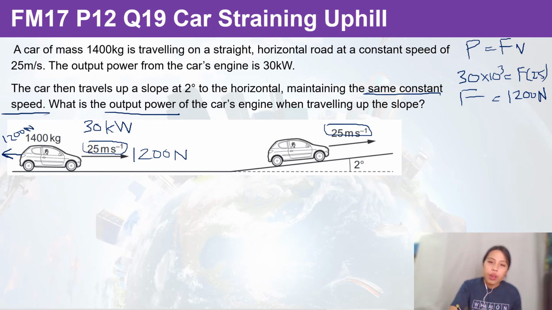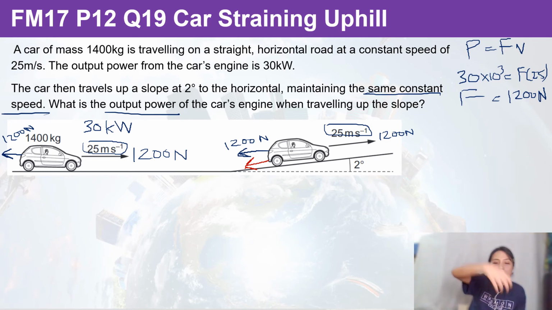Later, we see that, oh no, we are now going uphill. So what is the additional force that is opposing the car's motion? We have an additional force here. What is causing the car to slide down? Weight, gravity. Gravity wants to pull the car down.